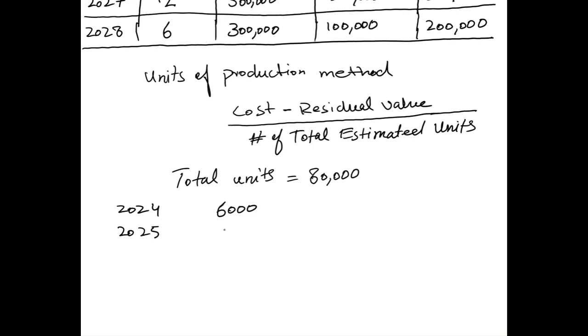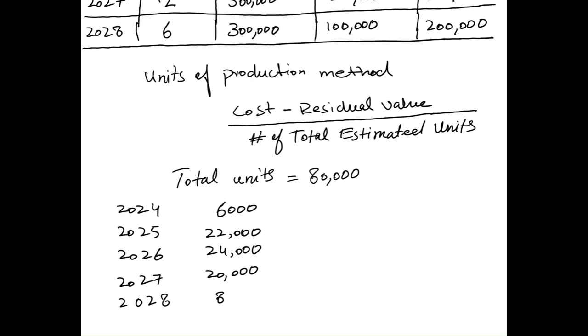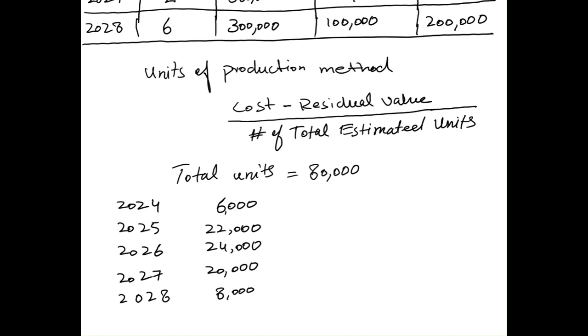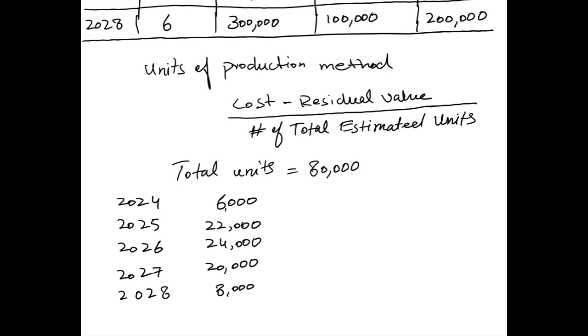2025, 22,000. 2026, it's going to be 24,000. 2027, 20,000. And then in 2028, the machine is going to produce 8,000 units.